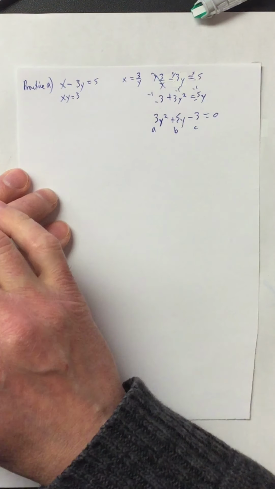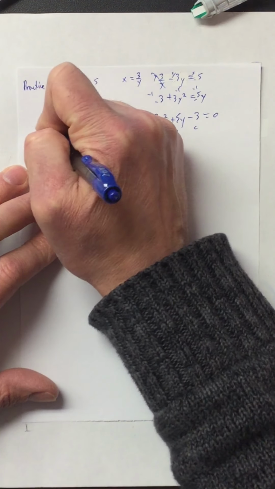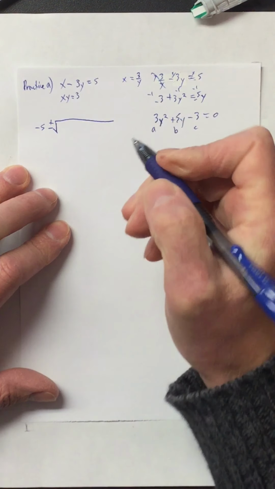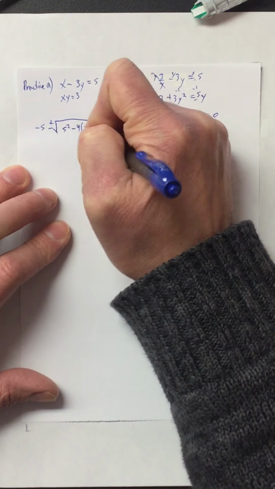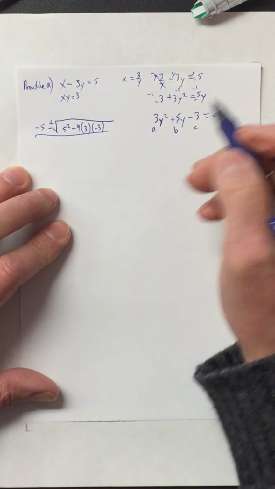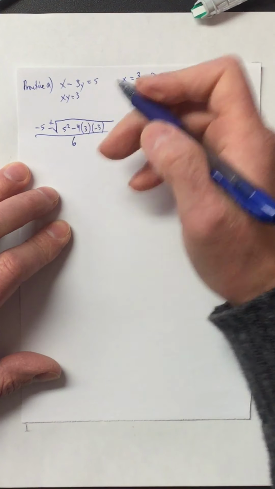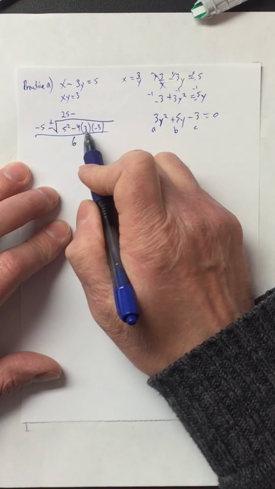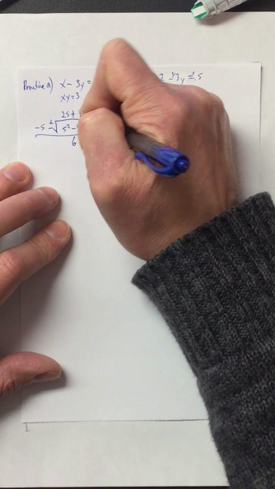So my minus b value, which is going to be negative 5, plus or minus the square root of, then 5 squared minus 4, parentheses 3, parentheses negative 3, and then all on top of 2 times my a value, which is 6. Okay, if I work through this one here, 5 squared is 25 minus negative 4 times 3 is negative 12. Negative 12 times 3 is a positive 36.